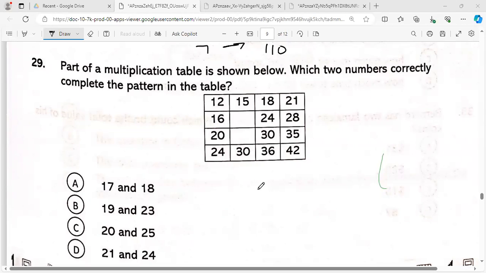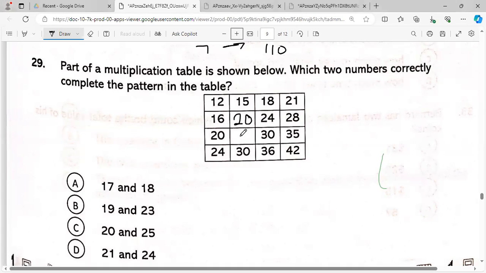Okay, sir. In the one that says 16, and then a number is missing, and then it says 24, and then 28, I say that it is adding 4 each time. What number should go here? 20, sir.